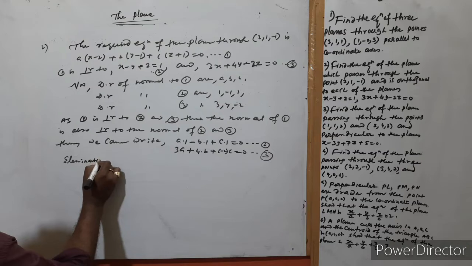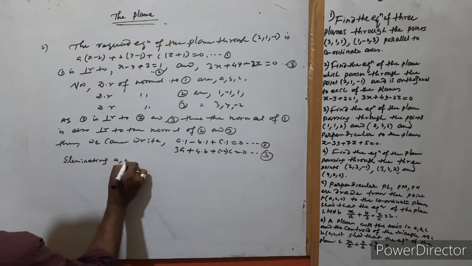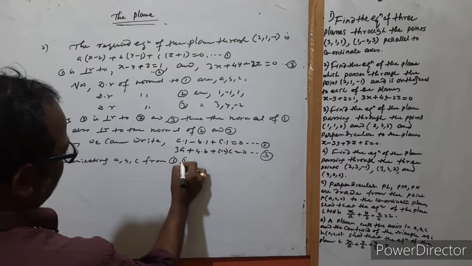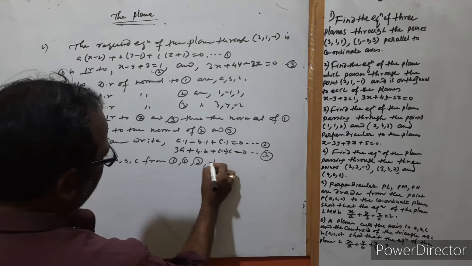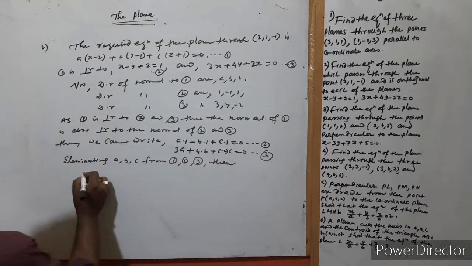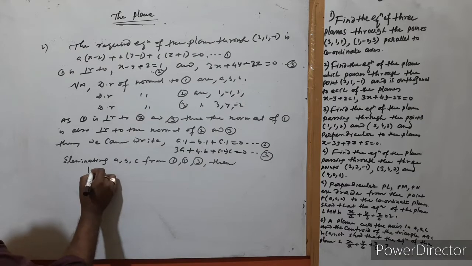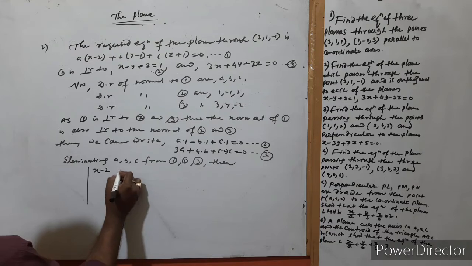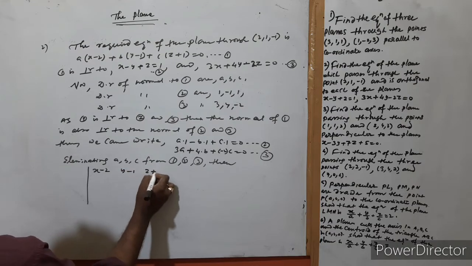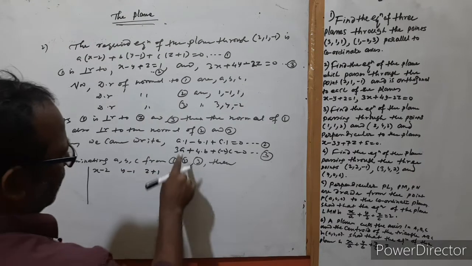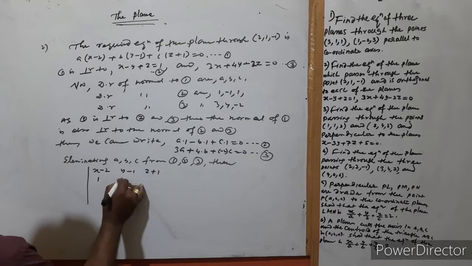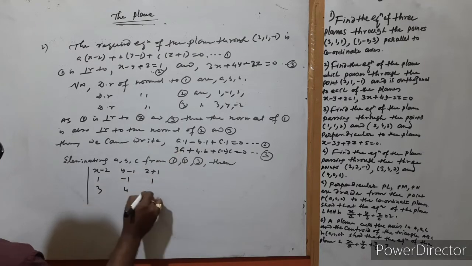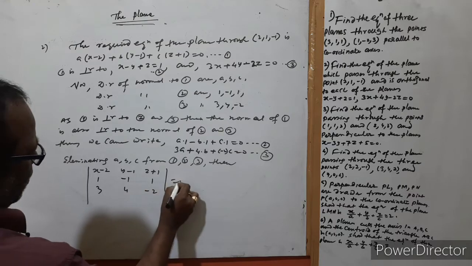Eliminating a, b, c from 1, 2 and 3, we get the answer here. Only the coefficients we write in the determinant: x minus 2, y minus 1, z plus 1. And the coefficients of a, b, c here are 1, minus 1, 1, and this is 3, 4 and minus 2, equal to 0.